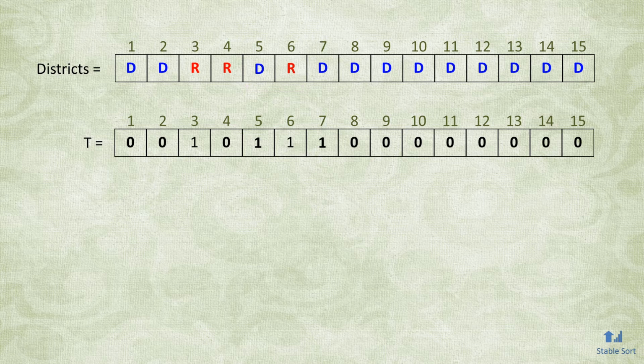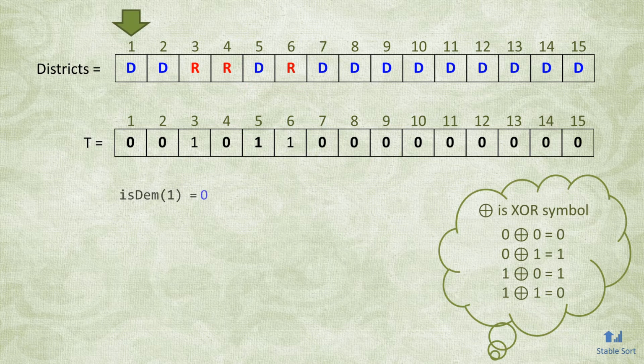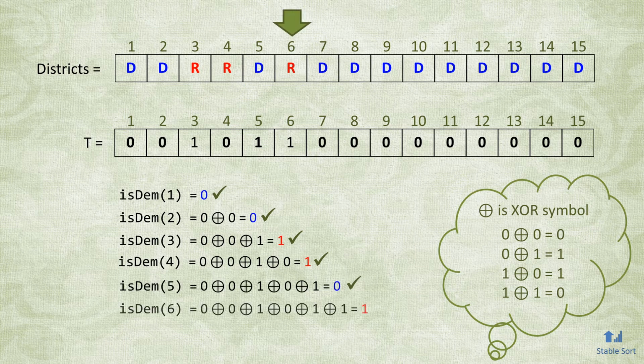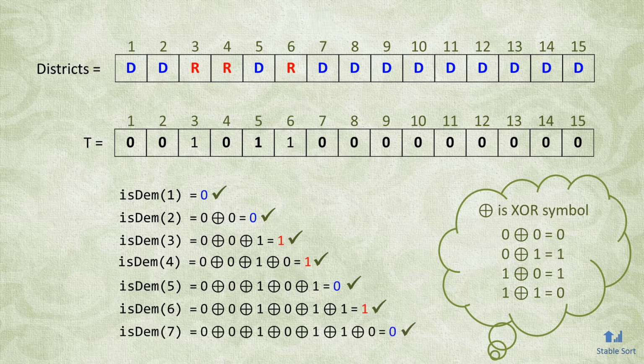Now let's check if we can retrieve the state of each district by running a cumulative XOR from 1 to each index. As you can see, using the XOR operator to keep track of a whole range of districts works quite well. Another way of thinking about how cumulative XOR operates is that it sums up the total number of 1s from the beginning of the array to index I. If the number is even, then district I is Democratic. If the number is odd, then it's Republican.